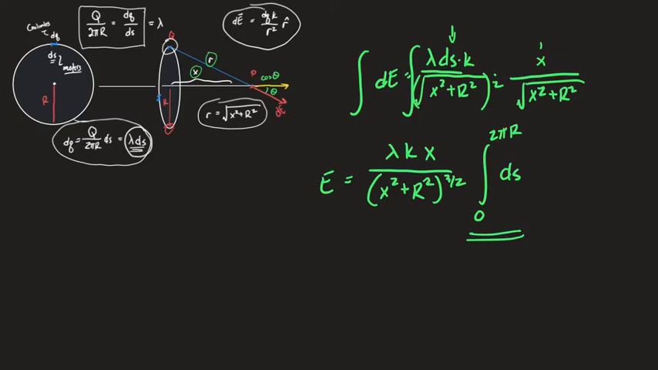Now, if each piece added a different amount of charge or something like that, we wouldn't be able to do that. But each piece is adding the exact same contribution, so I can just add up the whole length of the ring. That's really it. Now, that means at the end of this, I'll have lambda times k times x all over all this garbage, x squared plus r squared to the 3 halves times 2 pi r.